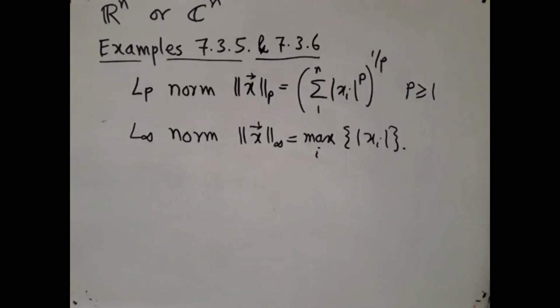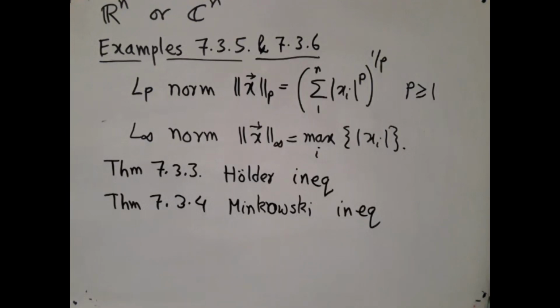Now we need quite a bit of machinery to prove that these two things are indeed norms according to the definition that we gave just now. The book develops this machinery in Theorem 7.3.3, Holder inequality, and Theorem 7.3.4, Minkowski inequality. But as most of these norms are not induced by any inner products, they have very little use in finite dimensional vector spaces, so we shall not discuss these theorems in these videos.